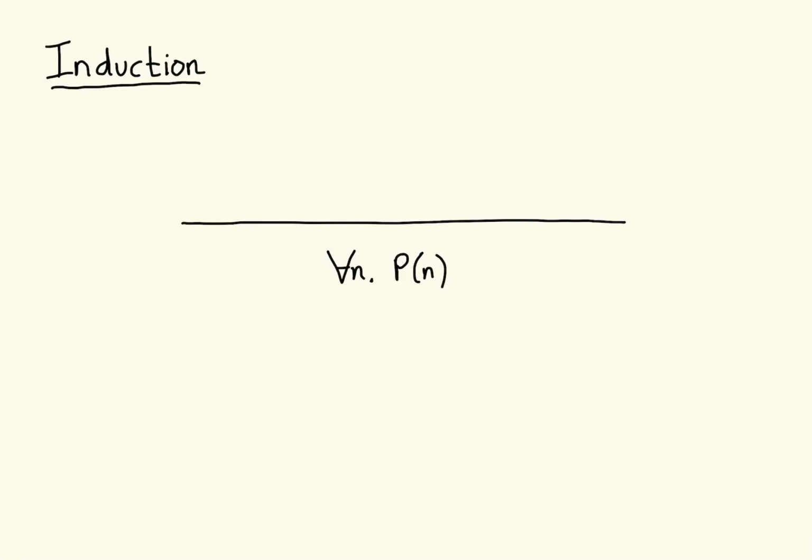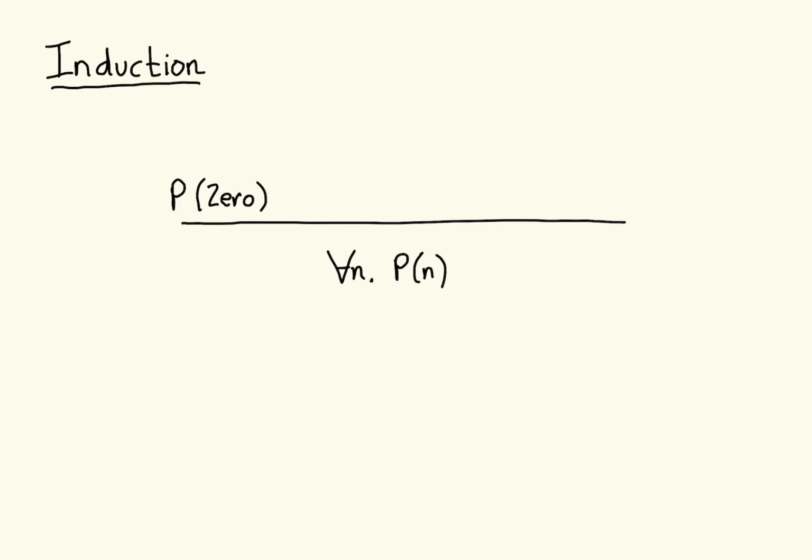And what induction gives you is a way of breaking this problem down. It says you need to prove two things in order to prove that some property is true for every single natural number. And the two things you need to prove are very simple. First of all, you need to prove a base case. You need to prove that the property is true for 0.